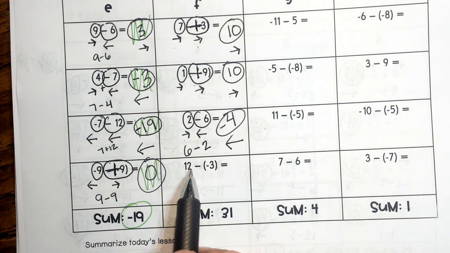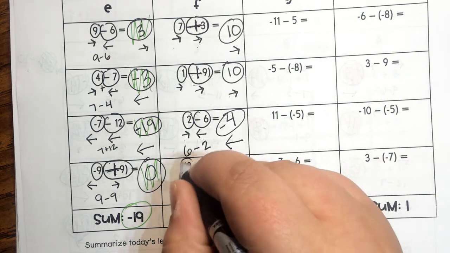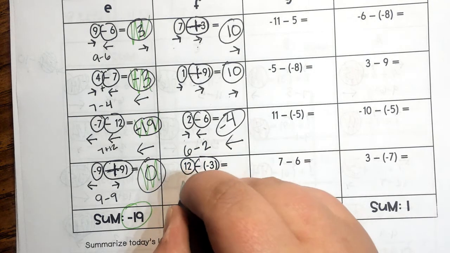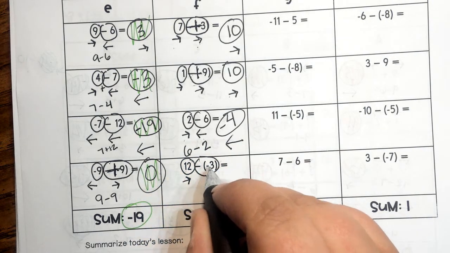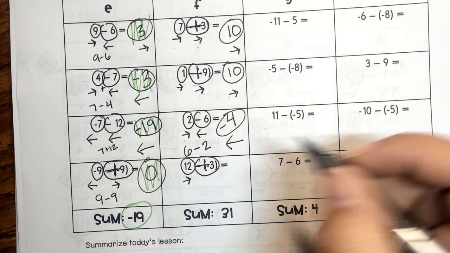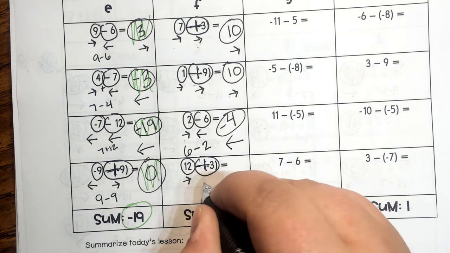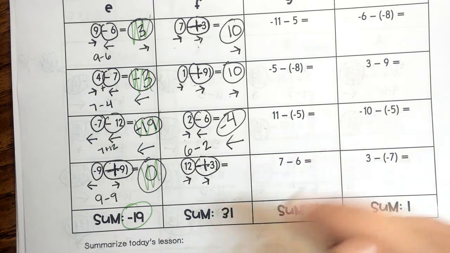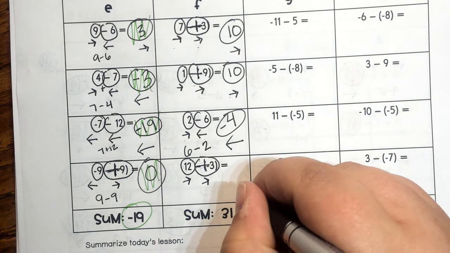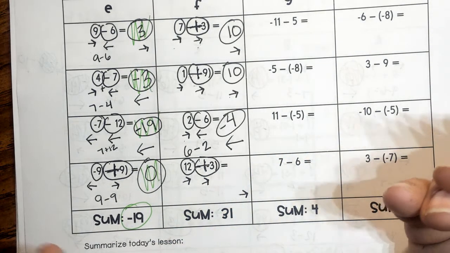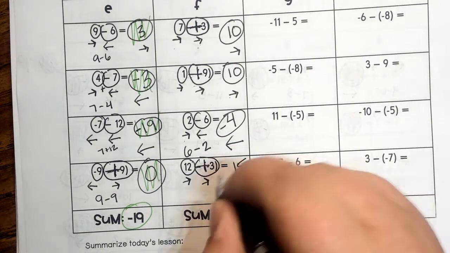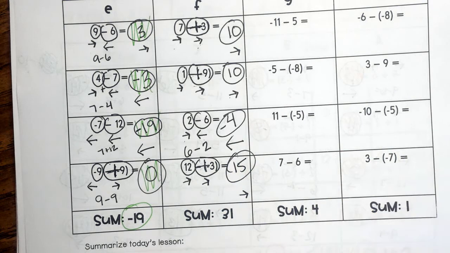I've got 12 minus negative 3, so I circle 12. I circle minus negative 3. 12 is to the right of 0. Minus negative really means positive or plus, so plus 3 goes to the right of 0. Those arrows are going the same direction, they're both going right, so I know my final direction will be going to the right, and I get to add like normal. 12 plus 3 is 15, and going right means positive.